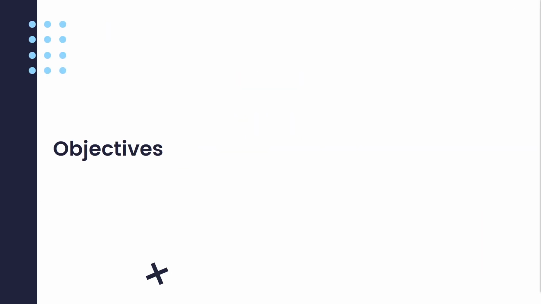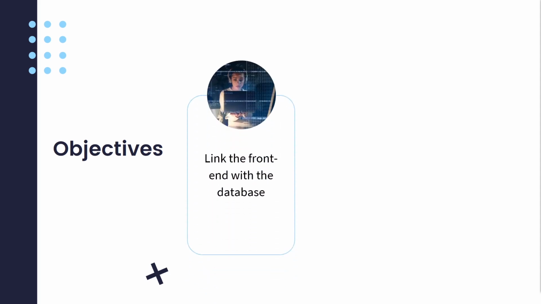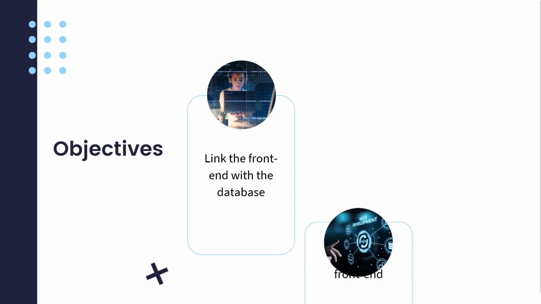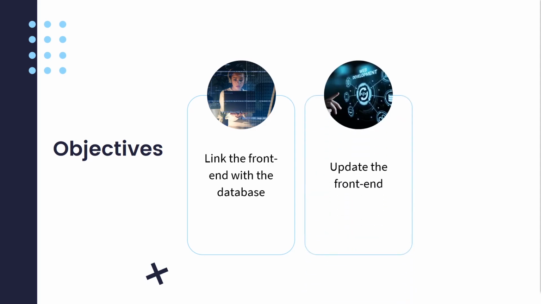Now we really only have two objectives for today's lesson. As mentioned before, we will be linking the front-end architecture of our website with our database, and that is to ensure that we can update the front end using persistent data, which will be extracted from our database and displayed on the front end. So without further ado, let's dive right in and let's start scripting.